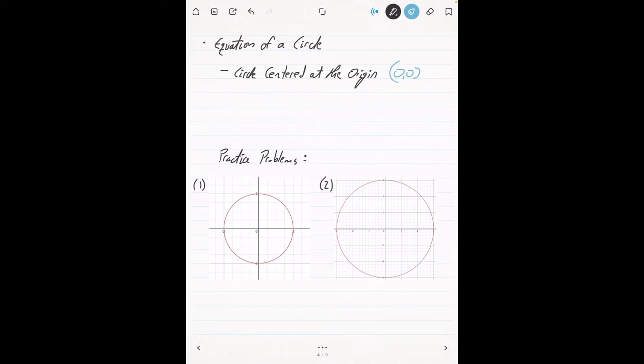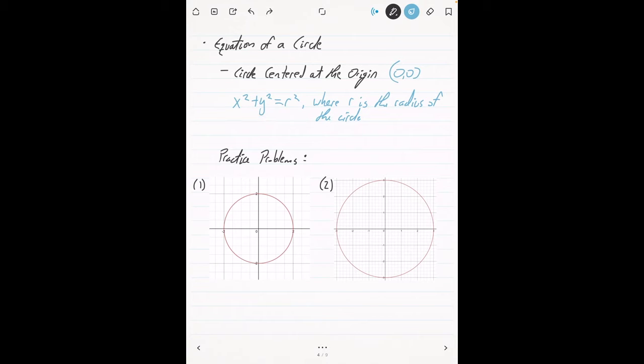Here is the form of the equation that you're going to see. The form of the equation is x squared plus y squared is equal to r squared. Now this is where r is the radius of the circle. R is the measure of the radius of the circle. That's what that value is. So this is the form that our equation will take, okay?